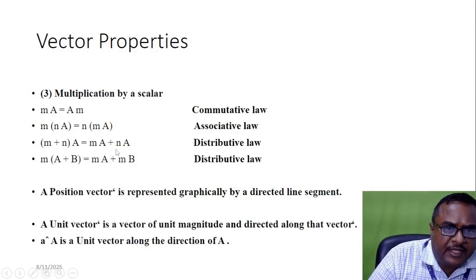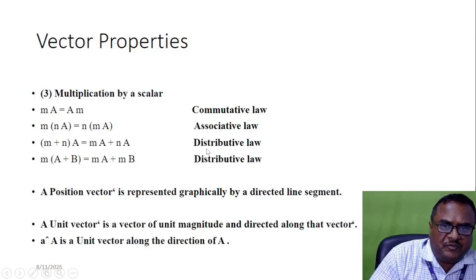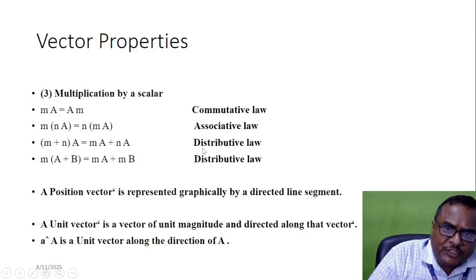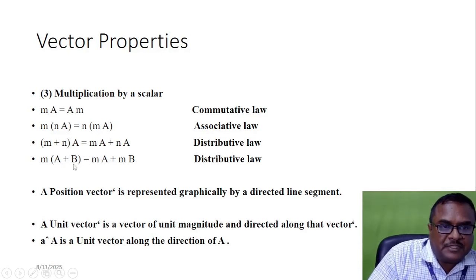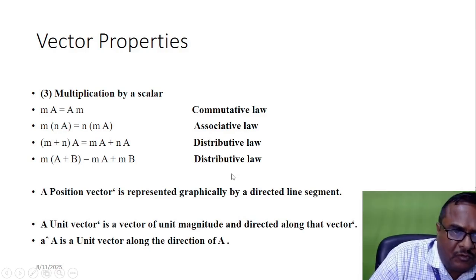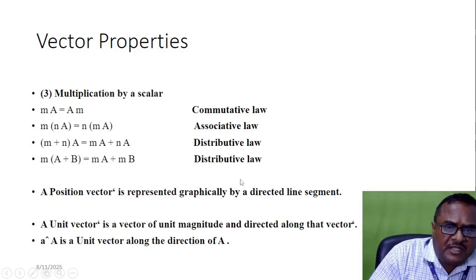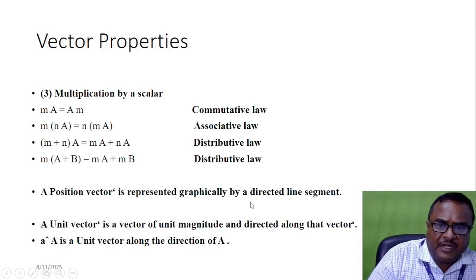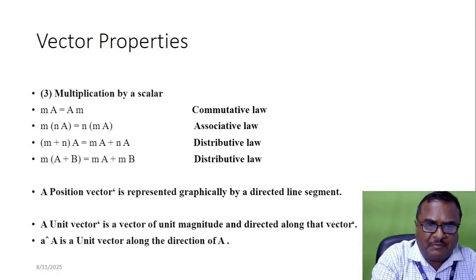Then for vectors, (m plus n) times a vector equals m times a plus n times a. It obeys the distributive law. Then m times (a plus b) equals m times a plus m times b. Again, it obeys the distributive law.